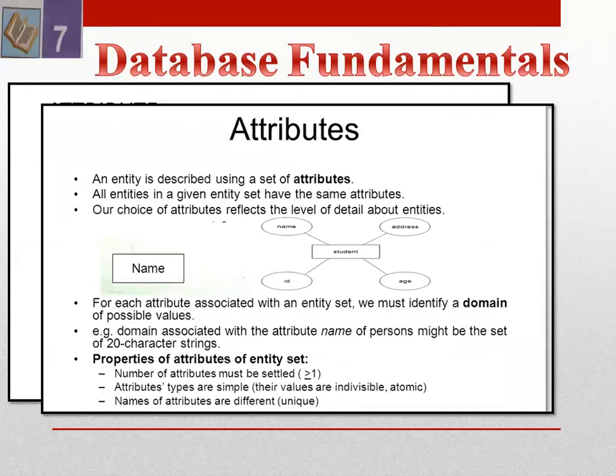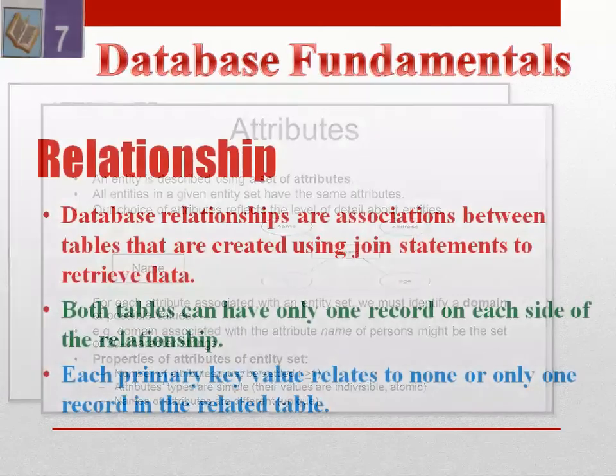An entity is described using a set of attributes. All entities in a given entity set have the same attributes. Our choice of attributes reflects the level of detail about the entities. For each attribute associated with an entity set, we must identify a domain of possible values. The domain associated with the attribute name of a person might be the set of 20-character strings. The number of attributes must be settled, attribute types are simple, and names of attributes are different and unique.